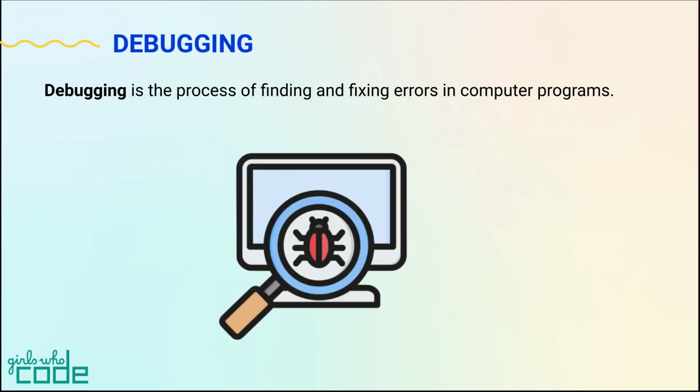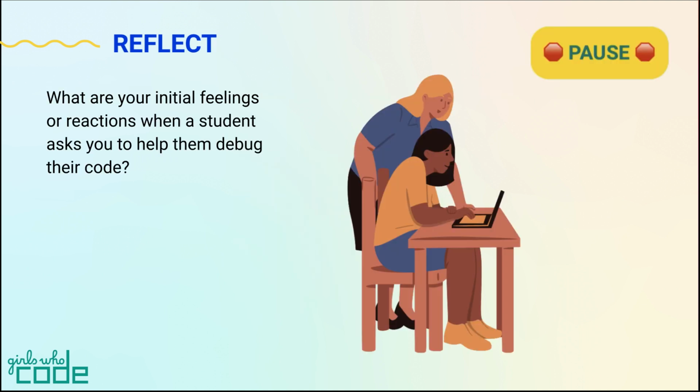Debugging is the process of finding and fixing errors in computer programs. Everyone, from pros to students, use this process, since it is very normal to come across bugs while programming. As educators, we have a crucial role in supporting students in developing debugging skills. Let's pause and reflect. What are your initial feelings or reactions when a student asks you to help them debug their code?